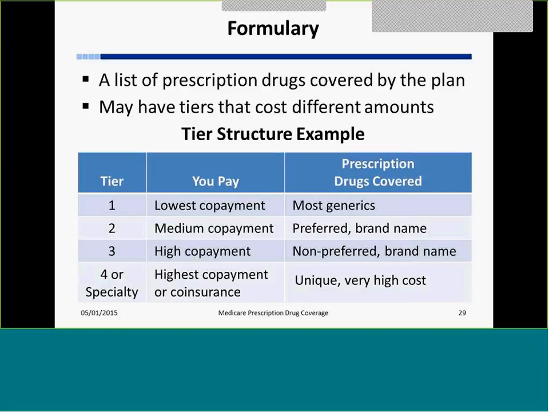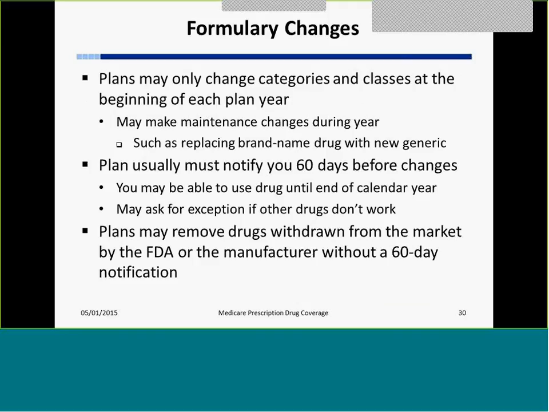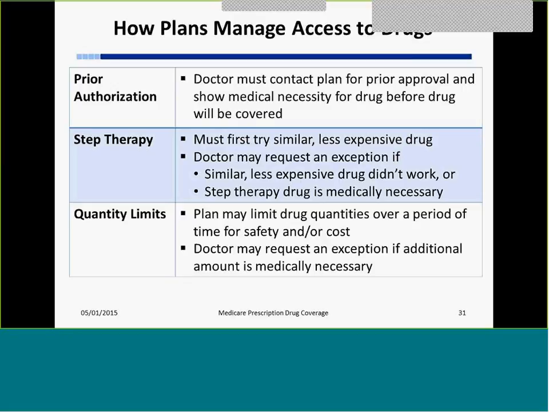Again, this is more for newer agents, but you have tiers. So you have tier 1, 2, 3, or 4, plus co-payment, medium, and so on and so forth, and you can see the screen. Changes: a plan may only change categories and classes at the beginning of each plan year. So your formulary is good year to year. The only time the plan can take drugs out, with 60 days notice before changes, is if it was withdrawn from the market by the FDA or manufacturer. How plans manage access to drugs.